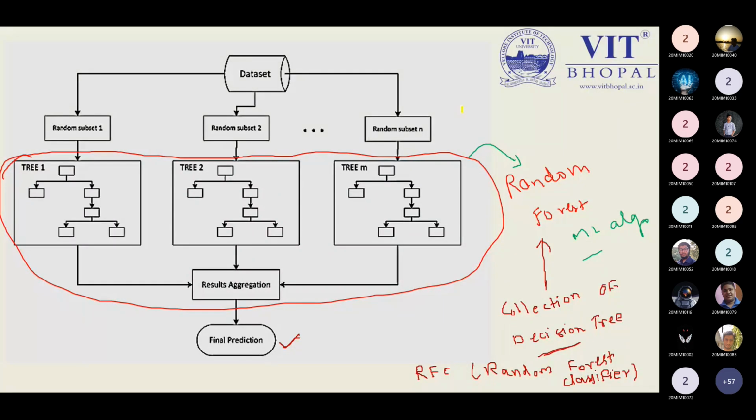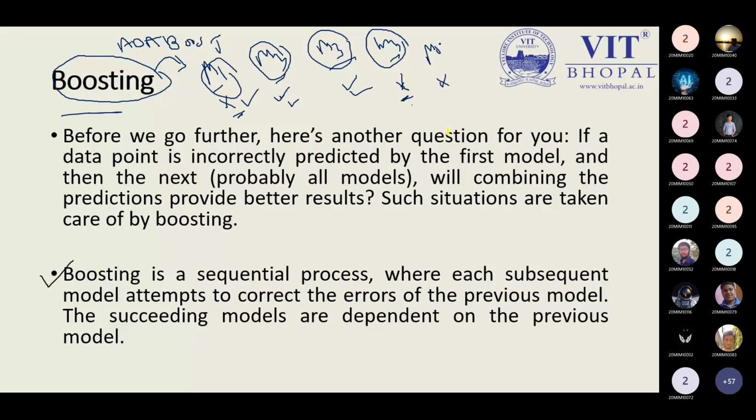Next, we have a very important term, boosting. Boosting is a sequential process. As we have seen in the types of ensemble learning, sequential ensemble learning is known as boosting, and in boosting we use AdaBoost. AdaBoost is the name of the algorithm used to perform the boosting approach, but it is a sequential process. So how can we say it is a sequential process?